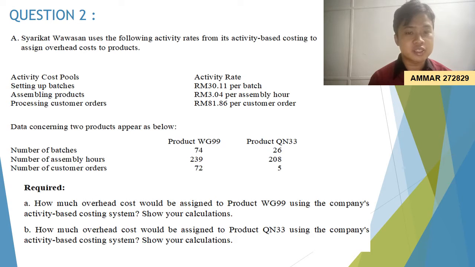For number of batches, we have 74 batches for product WG99, and for product QN33, we have 26 batches. For number of assembly hours, we have 239 for product WG99 and for product QN33, 208 assembly hours. For number of customer orders, product WG99 has 72 customer orders and product QN33 has 5 customer orders.